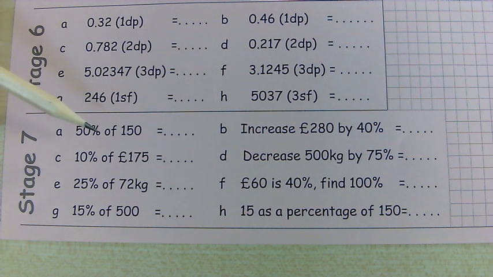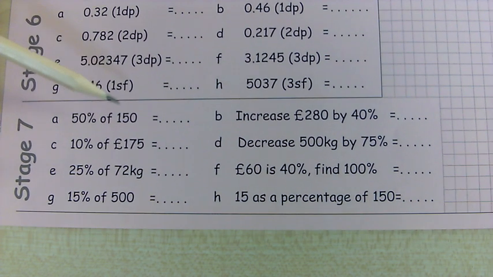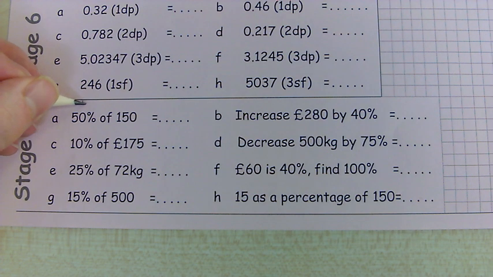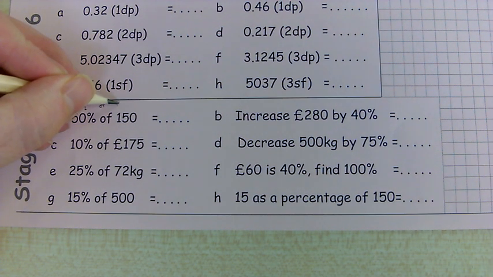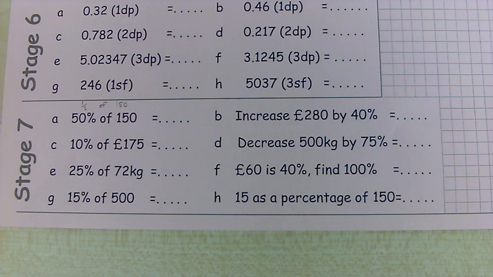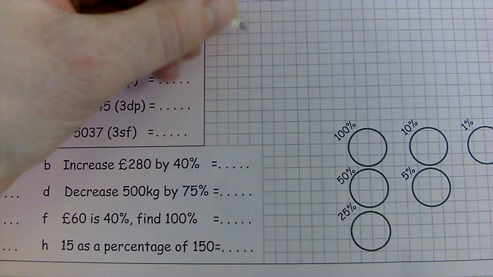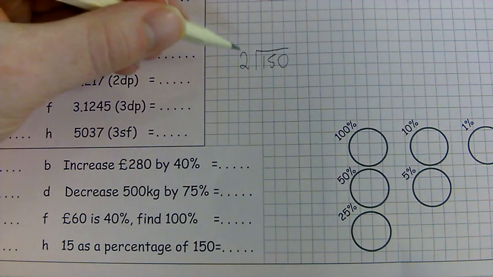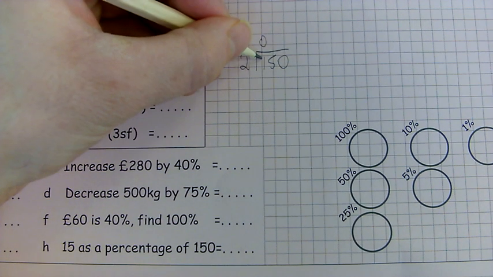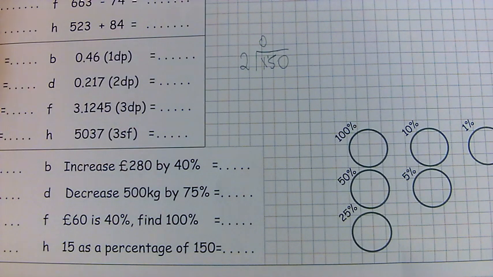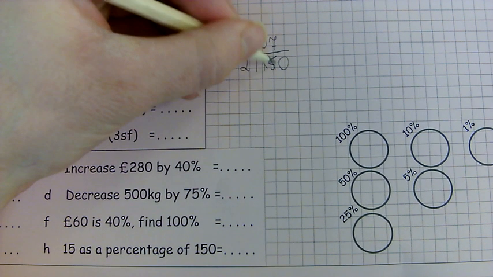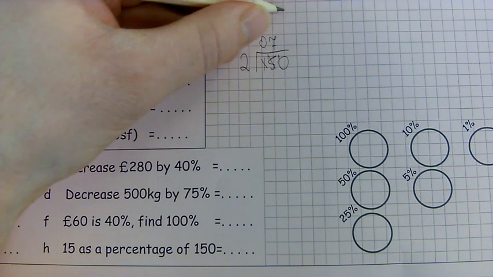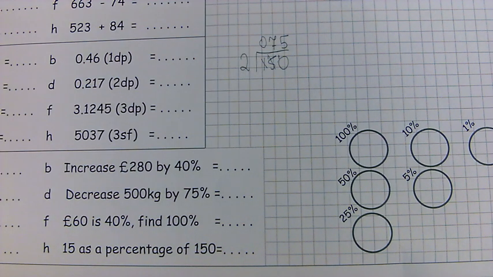On the first one, 50% of 150, 50% is the same as a half. So we are looking for half of 150. So I'm not going to use a bubble method for this one. All I'm going to do is actually, let's use our bus stop. 150 divided by 2. 2 into 1 doesn't go, carry the 1. 2 into 15, 7 times, remainder 1. 2 into 10 goes 5 times. 75 is our solution, no big deal on that one.